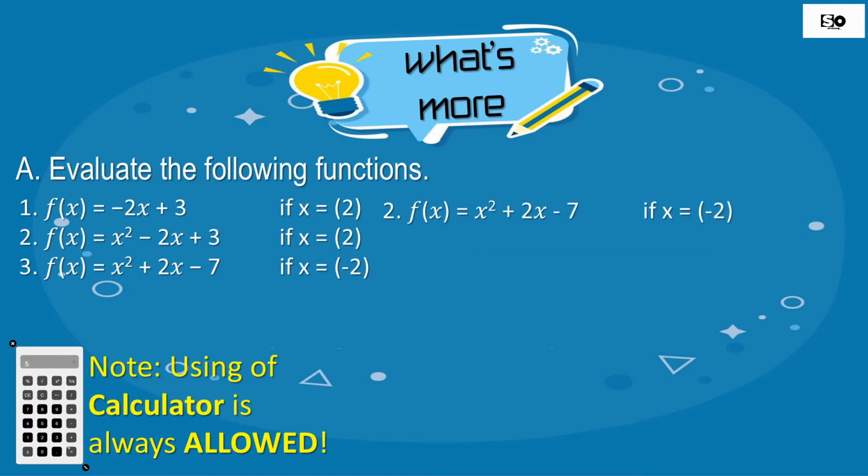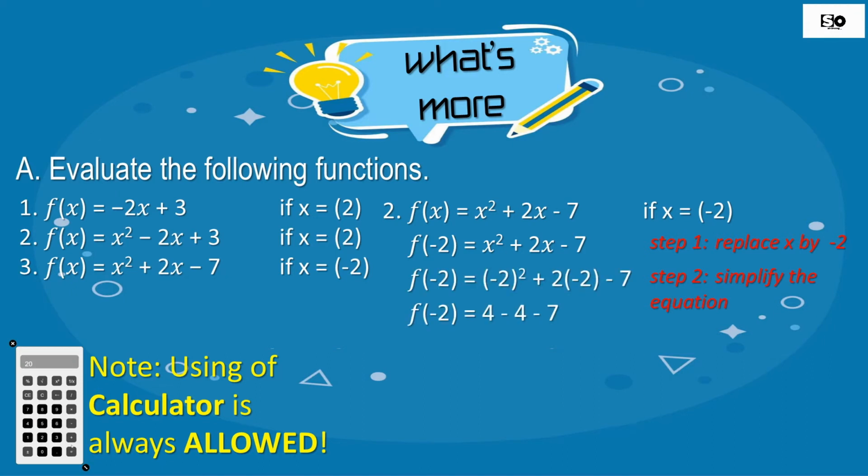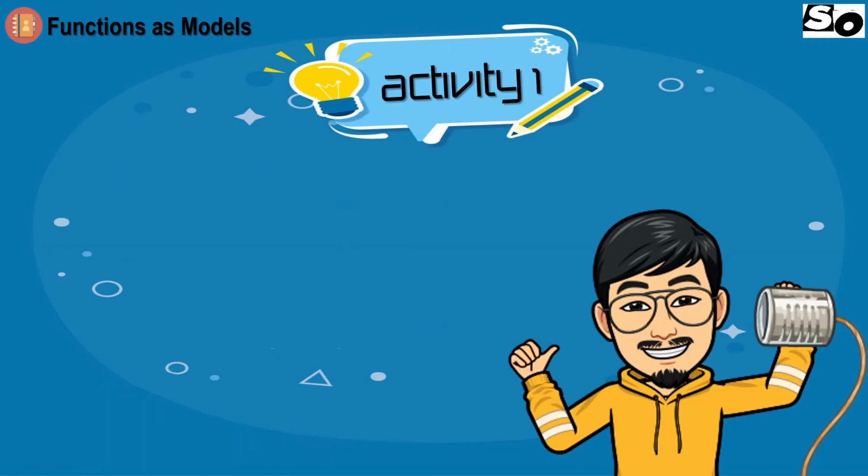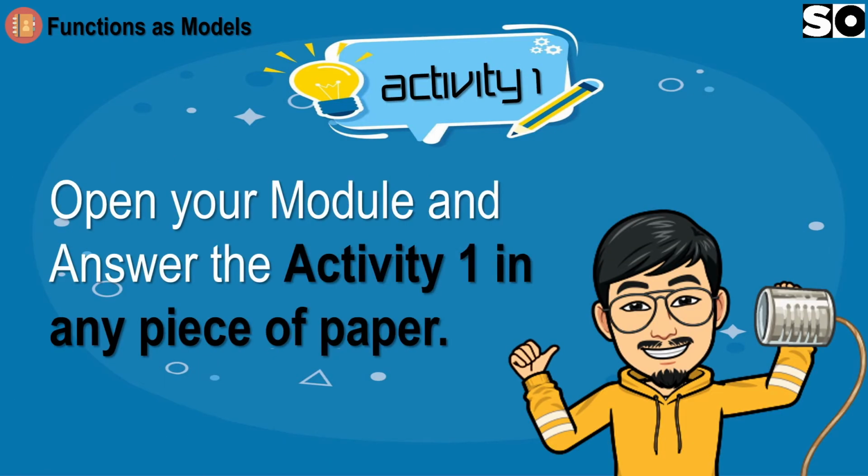Number 3. x squared plus 2x minus 7, where x equals negative 2. Step 1, replace x by negative 2. Palitan na natin lahat ng value ng x ng negative 2. Simplify the equation. 4 minus 4 ulit is equals to 0. At ang matitira na lang sa ating equation ay negative 7. Activity 1. Open your module and answer the activity in any piece of paper.